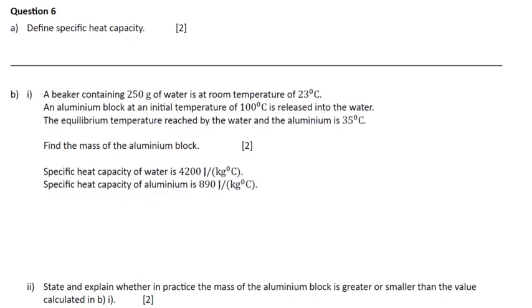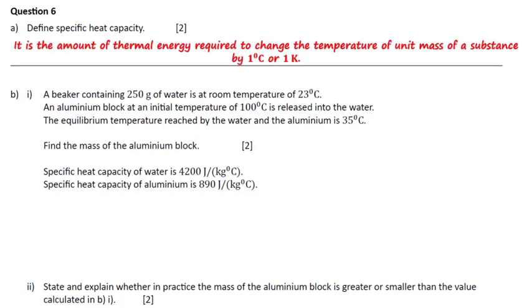Donc là, on a la question 6. Partie A, define specific heat capacity. It is the amount of thermal energy required to change the temperature of unit mass of a substance by 1 degree Celsius or 1 Kelvin. Part B, première partie.